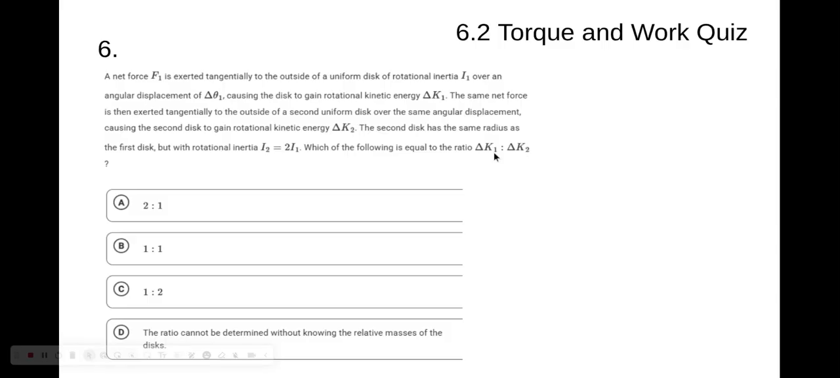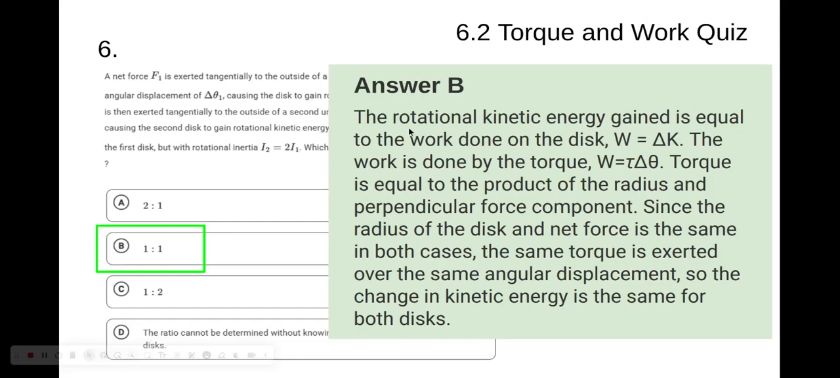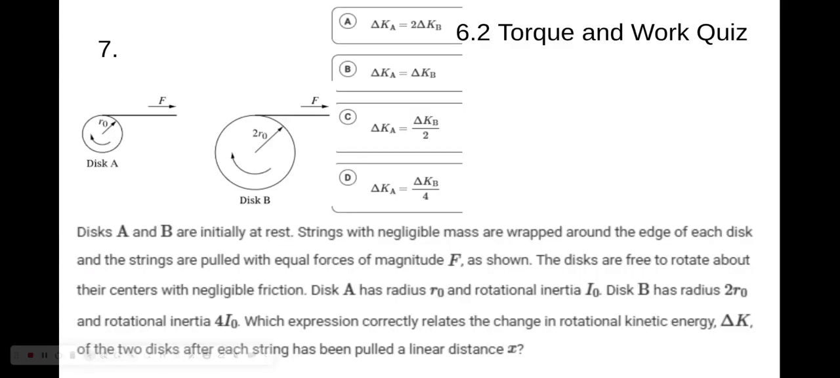In this case, the ratio is 1 versus 2, so make sure you get those in the right order. What you're going to need in this case is the understanding that the change in kinetic energy is work, and work is torque times the angular displacement. The angular displacement stayed the same, the torque is the same, and so the kinetic energy change is the same. You're given a lot of information like this, the moment of inertia is double and so forth, that you really don't need to answer this question. So the answer was B, sorry.